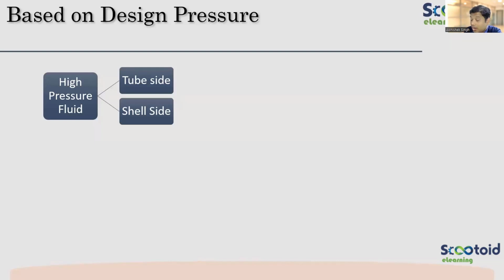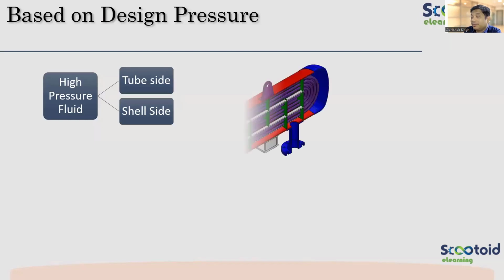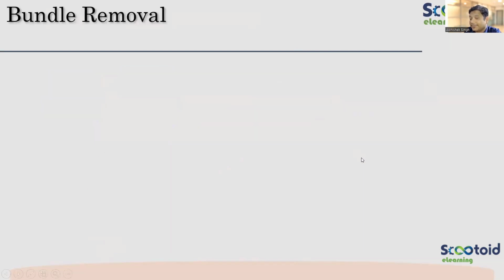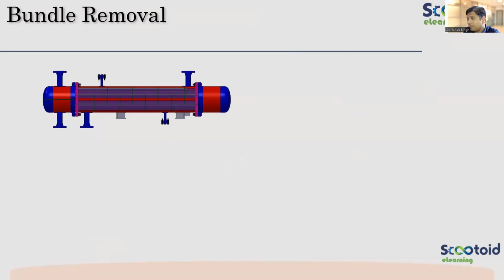Unless it is required, you'll not go for floating because it will be costly. U-tube will be able to take care of your thermal expansion because it has a U bend, and only one tube sheet is getting connected. So thermal expansion is not a problem. Shell can expand separately, tube can expand separately. Making sense? Guys, is it making sense? Great. Now let us talk about bundle removal.